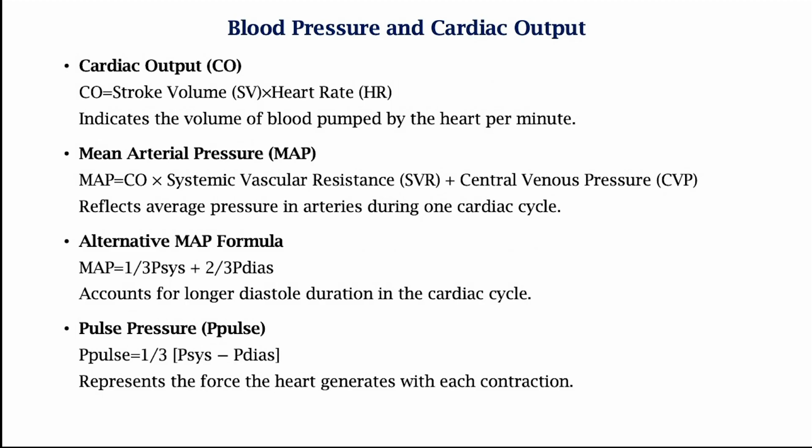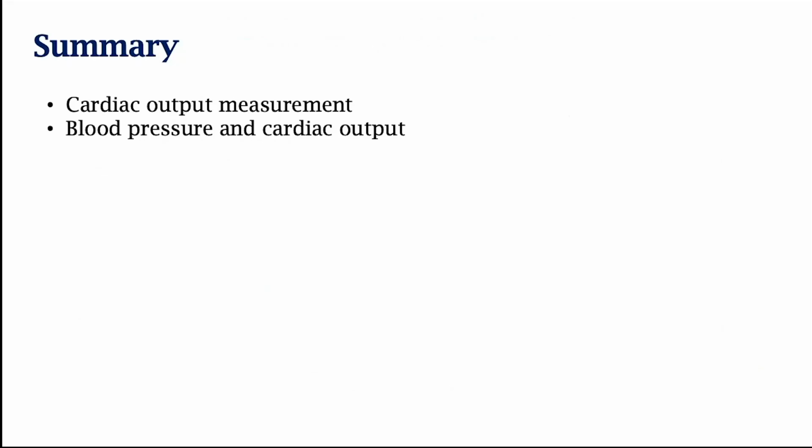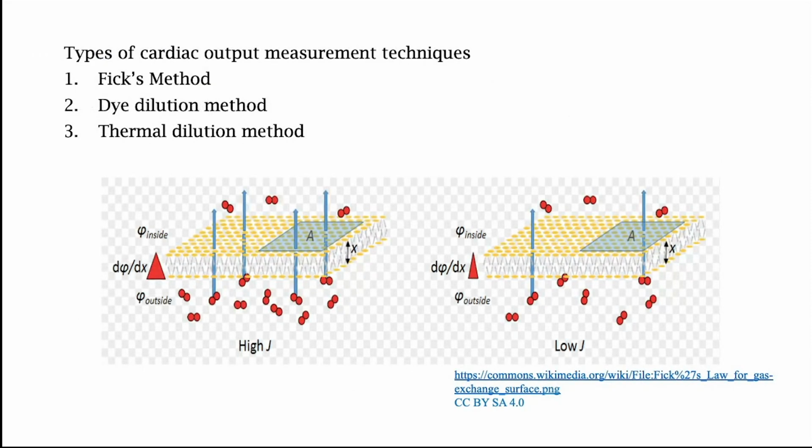The other is to use the pulse pressure to find it out. Pulse pressure is essentially the difference between the systolic pressure and the diastolic pressure, and the mean arterial pressure is the diastolic pressure plus 1/3 of it. So these are the various pressures of interest. What are the various ways in which you could measure? The Fick method, dye dilution method and thermal dilution method, some of which we will see in future classes. I already mentioned the Fick principle. We will discuss that in more detail in future classes.